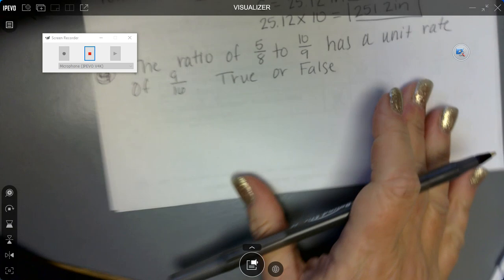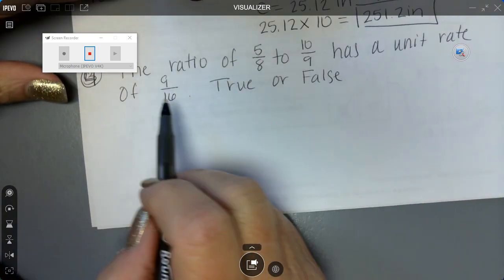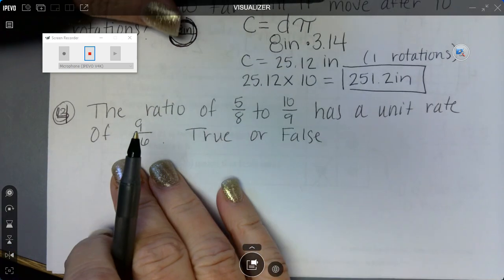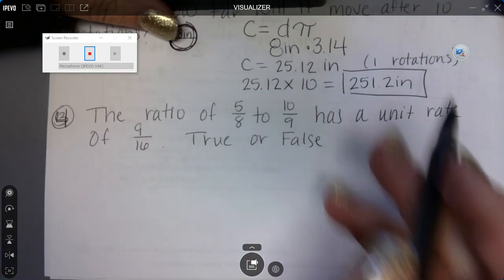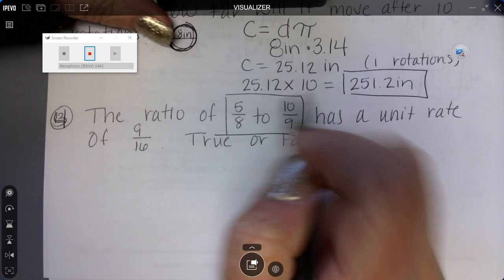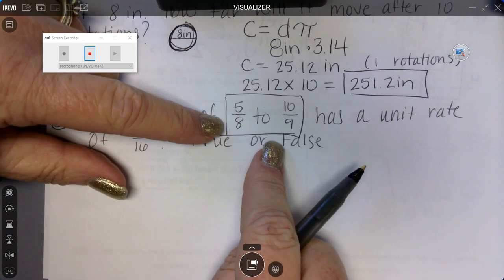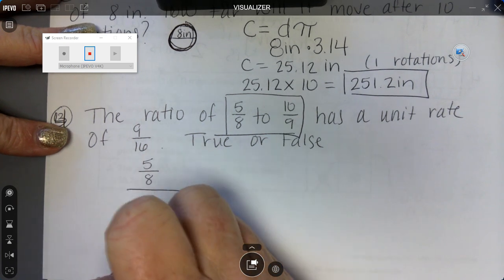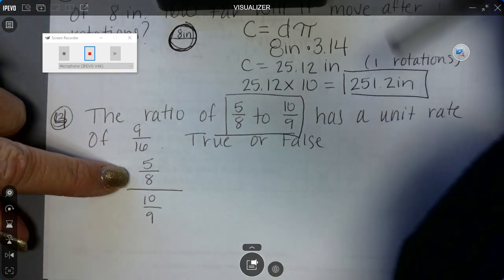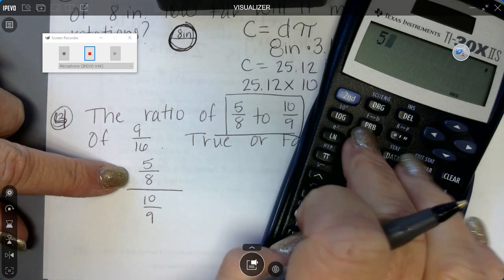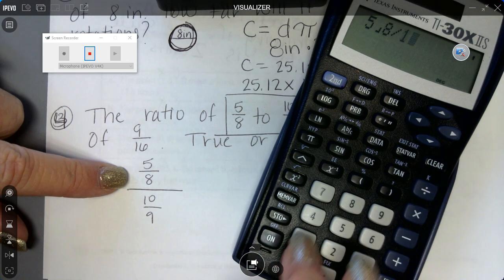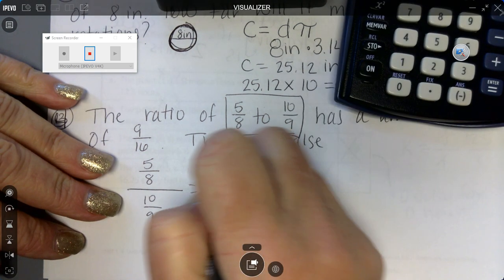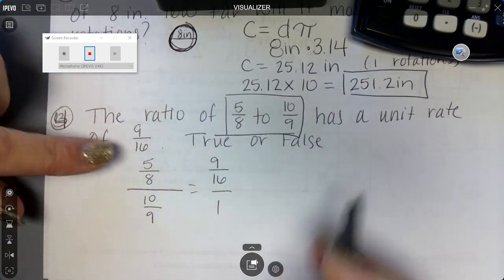Okay, next question. The ratio of 5/8 to 10/9 has a unit rate of 9/16, true or false? Look, this right here is a way to write a ratio. Another way to write this same ratio is like this. So we would go 5/8 divided by 10/9, and it comes out to be 9/16. So that would be true.